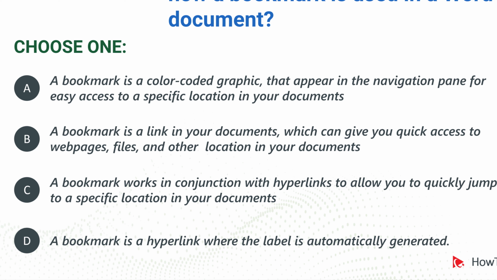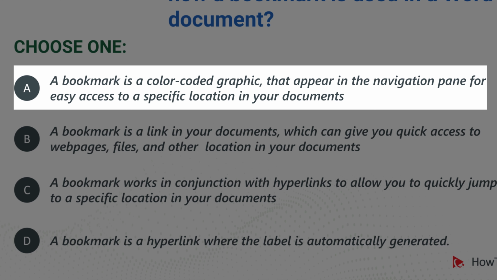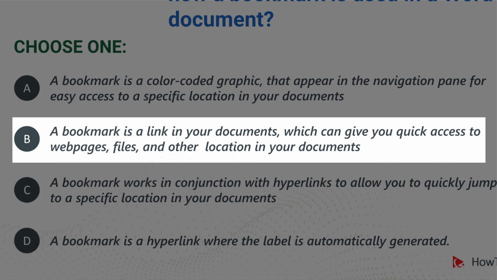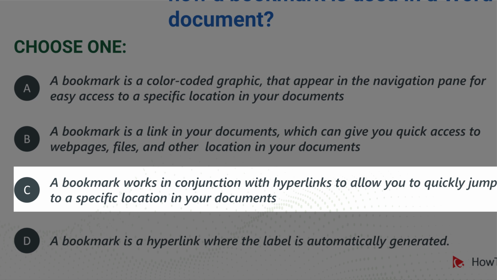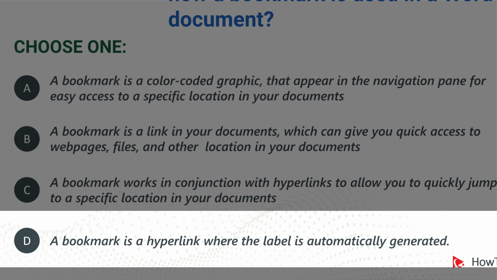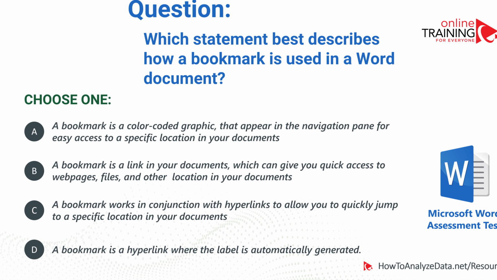So let's look at the 4 different choices presented here. A bookmark is a color-coded graphic that appears in the navigation pane for easy access to a specific location in your document. A bookmark is a link in your document, which can give you quick access to web pages, files, and other locations in your document. A bookmark works in conjunction with hyperlinks to allow you to quickly jump to a specific location in your document. And the last but not least, a bookmark is a hyperlink where the label is automatically generated. So which one do you think is the right choice here?